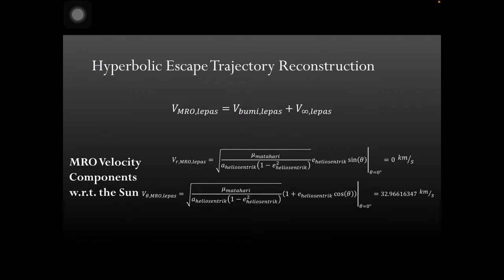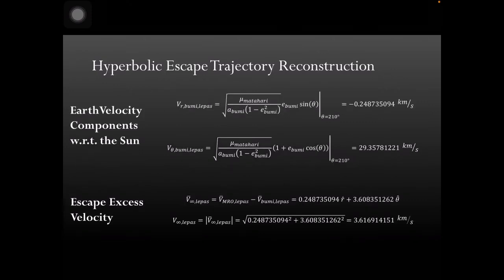As the semi-major axis and eccentricity of the heliocentric trajectory are already known, then using the vis-viva integral, the absolute velocity components in radial and tangential directions can be obtained for both the MRO and the Earth with respect to the Sun. After that, calculating the difference of the two absolute velocities in vector form will yield the excess velocity, also in vector form. Then by calculating its magnitude from the vector form, the excess velocity can be obtained, which comes to around 3.61 km per second.